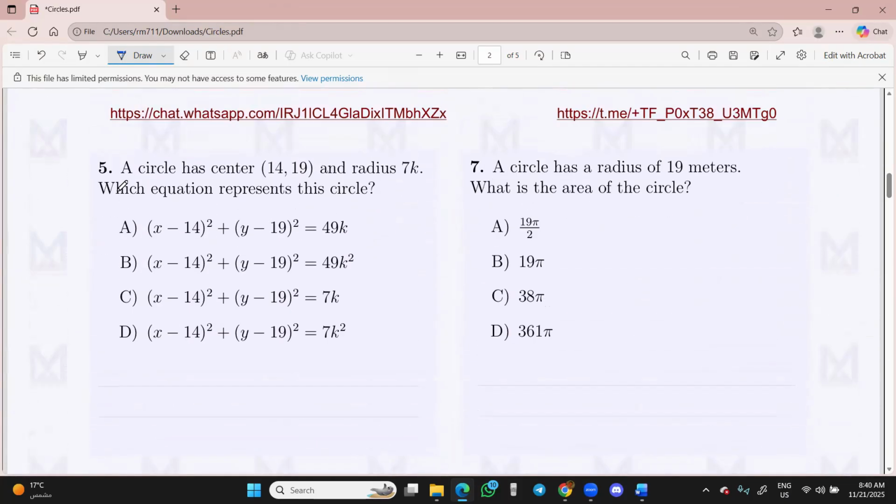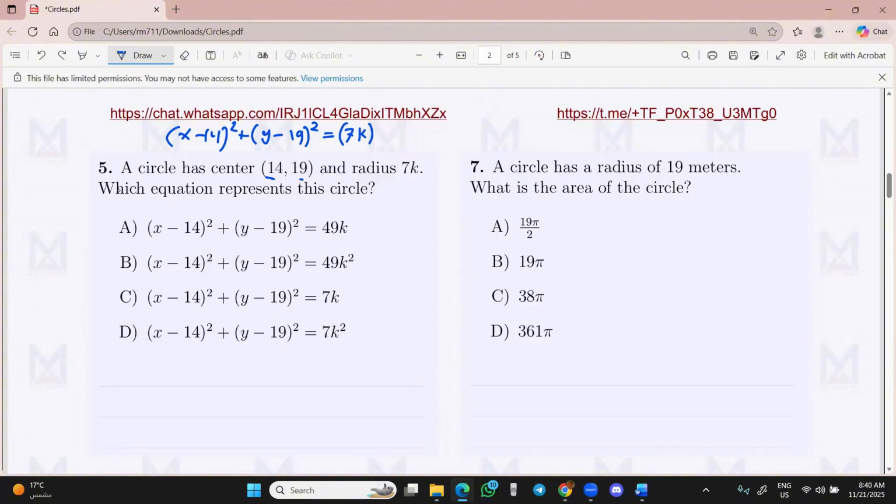Then question number 5. A circle has a center of (14, 19) and a radius of 7k. Which equation represents this circle? As long as we have the center mentioned here, it's very easy to write the first part of the equation. I mean (x minus h), which means (x minus 14) squared plus (y minus k), (y minus 19) squared. As you can see, all of them are the same thing. But the problem comes after the equal sign. It says the radius is 7k, which means this r squared should be replaced with 7k, but squared.